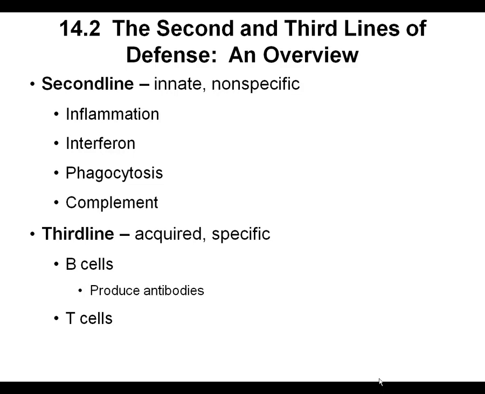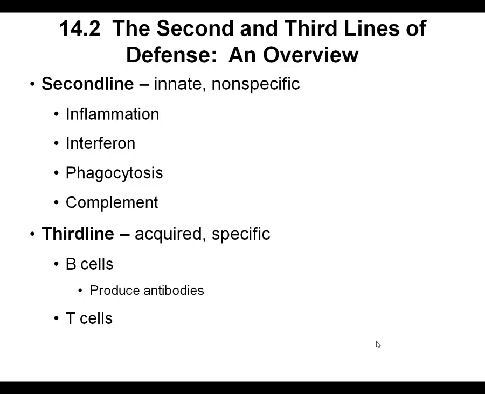There are 4 major phases in the second line of defense: inflammation, production and distribution of interferon, phagocytosis, and then complement. We're going to talk about each one of these individually, so don't panic, this is not all you have to know about them. We're going to talk about each one individually.